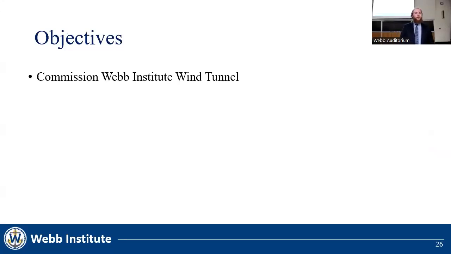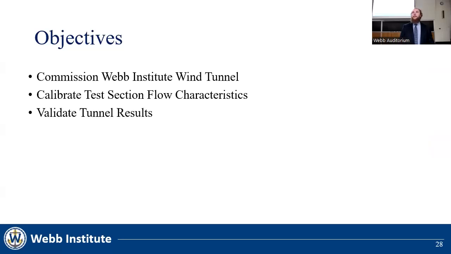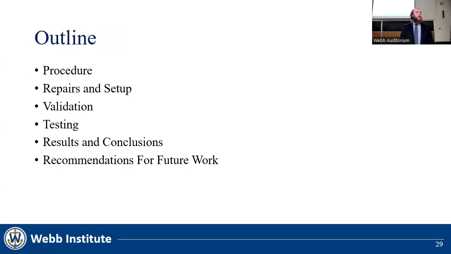The objectives of our thesis were to commission the Webb Institute wind tunnel, calibrate its test section flow characteristics, and validate the tunnel results. To outline our presentation, I will discuss the procedure we use to accomplish our objectives, as well as the repairs and setup of the Webb wind tunnel. Eli will then discuss the validation, testing, and results in conclusion of our thesis before concluding with recommendations for future work.